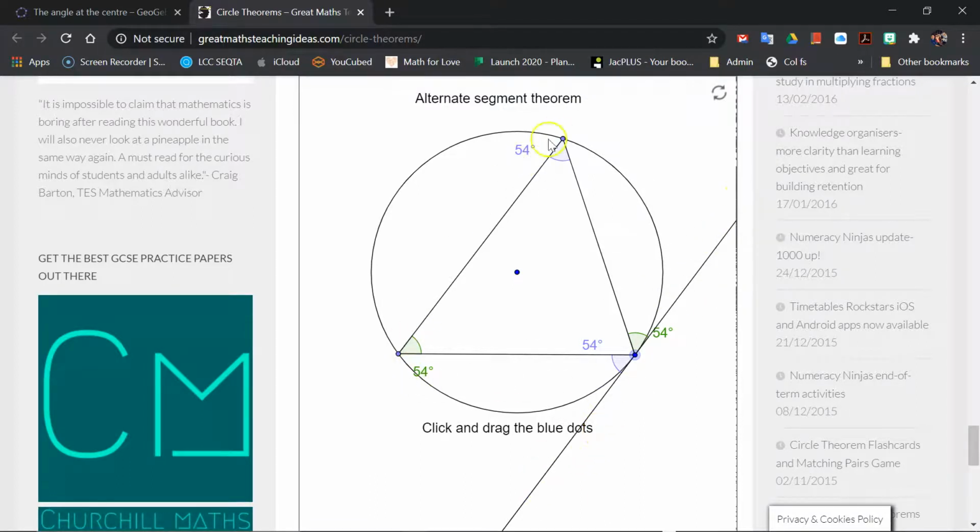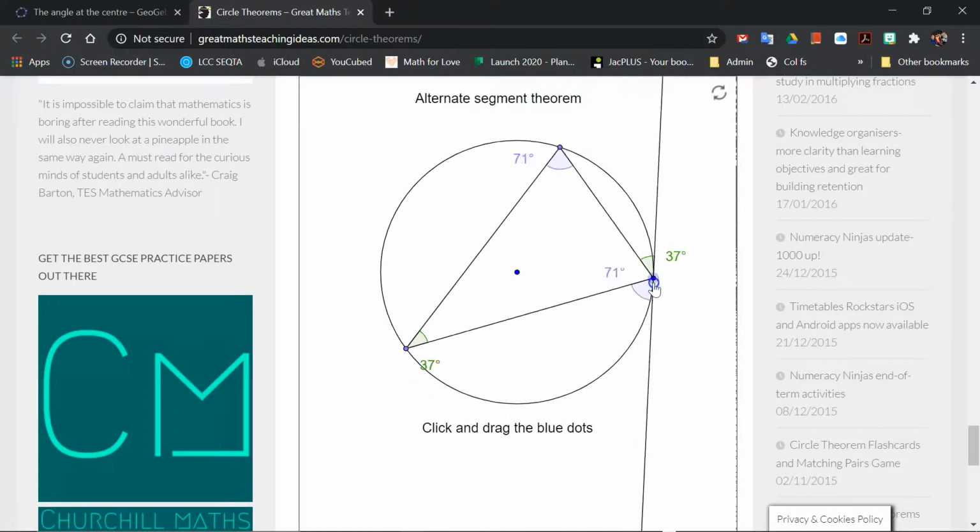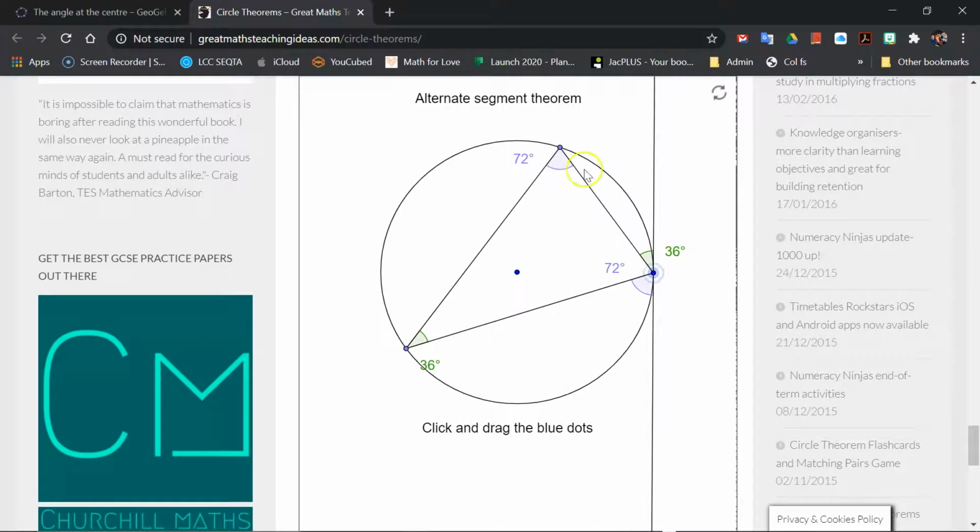Okay, so you can see the letter Z, so that means that 54 is alternate angles to that angle, and this angle is alternate to that angle. But the moment that I change this point on the tangent, this chord here is not parallel to the tangent. However, the alternate angles that reflect the same angles actually change.